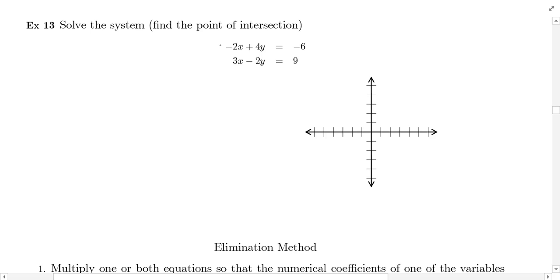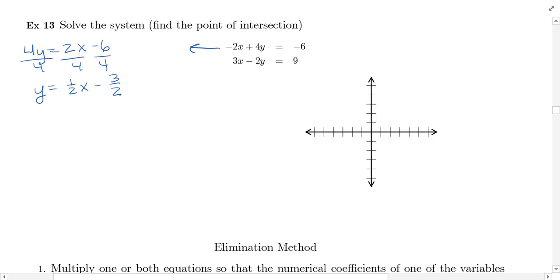So if you're going to do this method, we'll, for instance, take this top equation, negative 2x plus 4y equal to negative 6. If we're trying to find that point of intersection, solve the system, we're going to rearrange this to put it in slope-intercept form so we can graph it. If we do that, we would move the negative 2x to the other side, so we'd have 4y equals 2x minus 6. We would divide everything by 4. And then we'd end up with y is equal to 1/2 x minus 3/2.